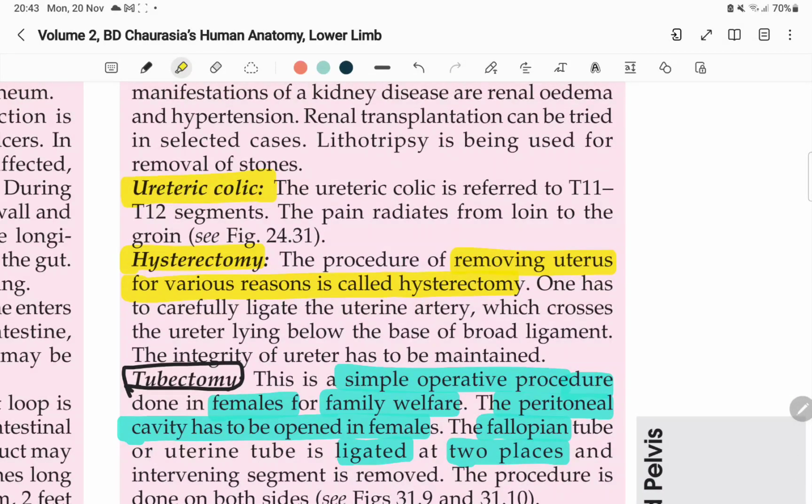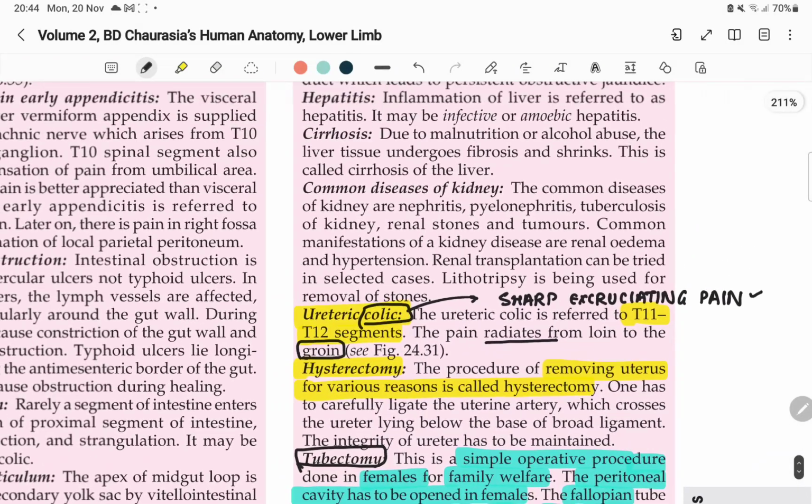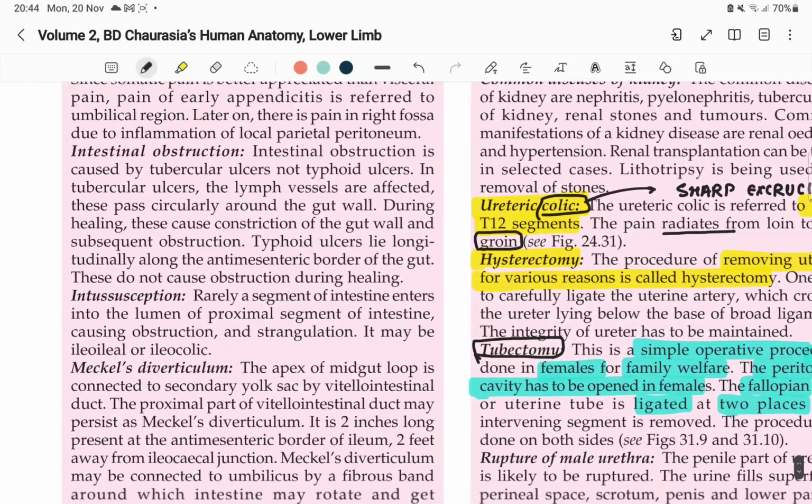Ureteric colic. What is ureteric colic? It's referred to the T11 to T12 segment. Colic means a sharp, excruciating pain. The pain radiates from the loin to the groin region. Understood? This is your ureteric colic.